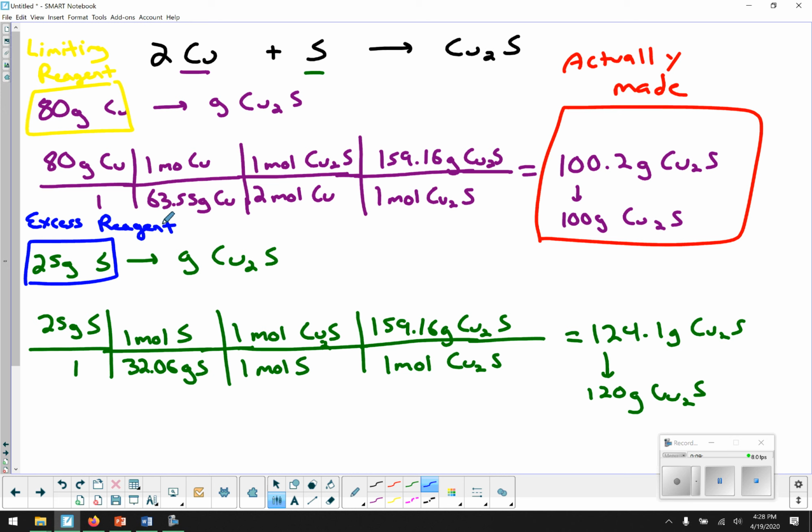That 100.2 grams of copper 1 sulfide, that's what's made, but that's not your limiting reagent. That's what's actually made. And there is a technical term for it. The amount you actually make is called your theoretical yield.